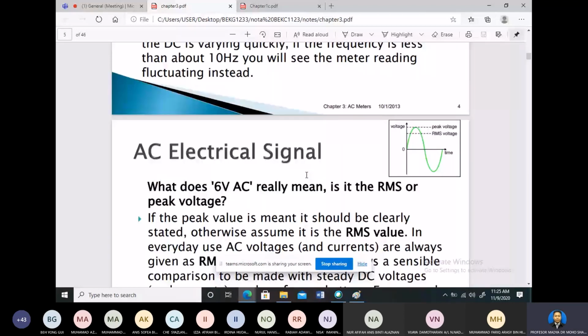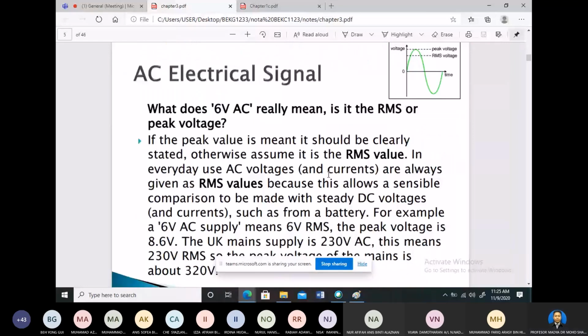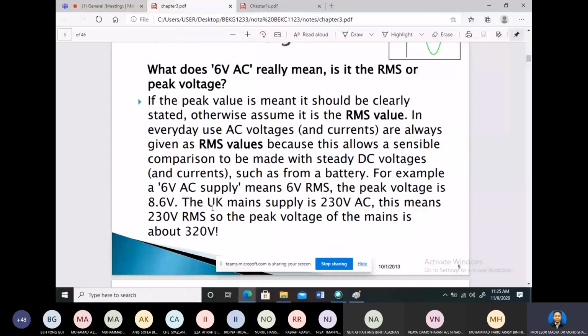So for example, the UK mains supply is 230 volts AC, which means 230 is the RMS value, similar to Malaysia's 240 volt AC supply. That means our value is the RMS value. So you can calculate the peak voltage of this RMS, which is about 320 volts, for example. That is the voltage peak.